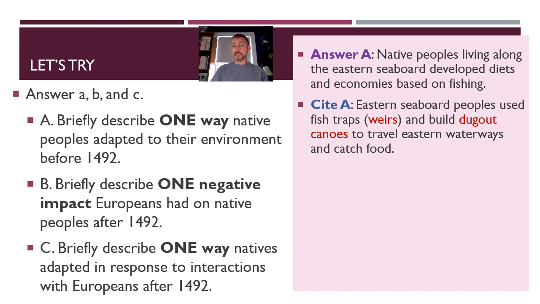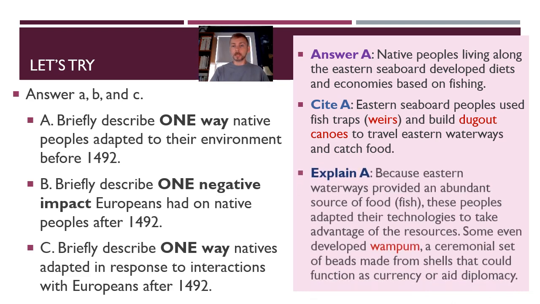In cite, I'm going to use some specific vocabulary to show that I really know what those people are up to. So I know, for example, because we talked about this in class, Eastern Seaboard peoples used fish traps. The term for that is a weir, and I actually showed you a picture of a weir. We know they built dugout canoes, and I told you a story about some of these dugout canoes that I have seen. So they travel the waterways, they catch food, they're very comfortable on the water.